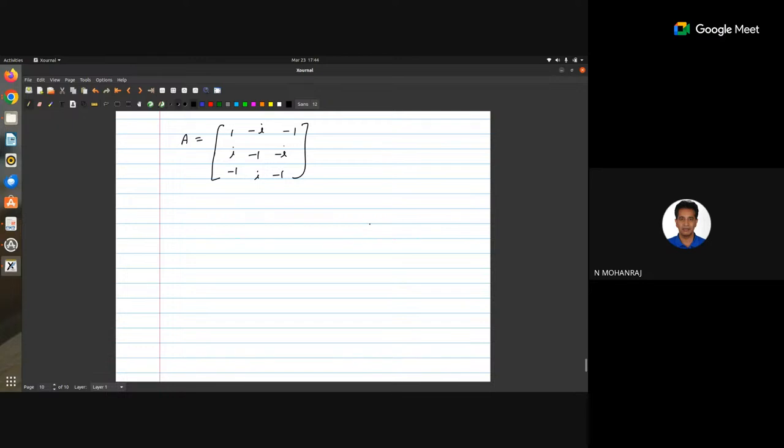Sir, this is the spectral theorem, right? The spectral theorem also comes from Schur's decomposition only, right? Because Schur's will give me an upper triangular matrix, and the spectral theorem is the extension of it. It will not give the upper triangular matrix, it will give the diagonal matrix. So we have to find the eigenvalues and eigenvectors.